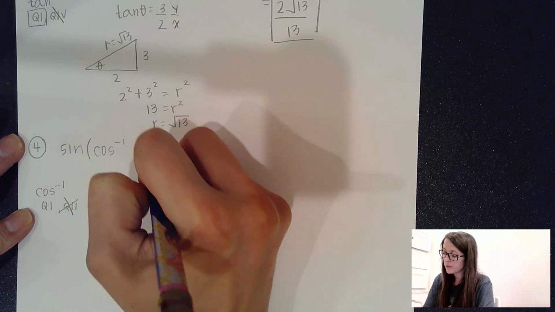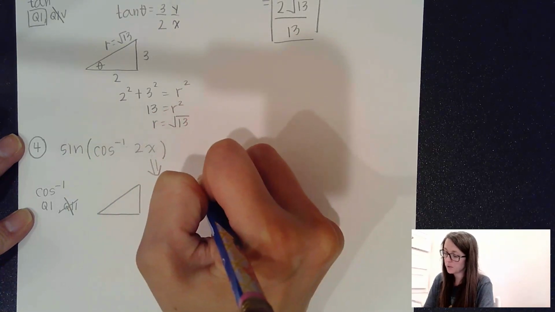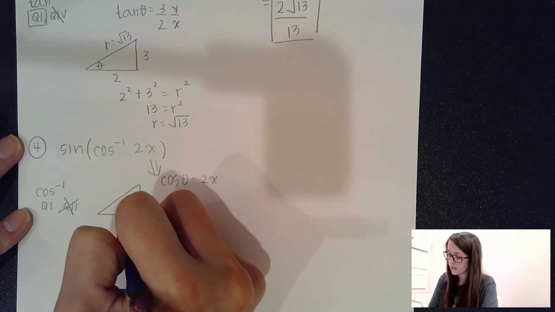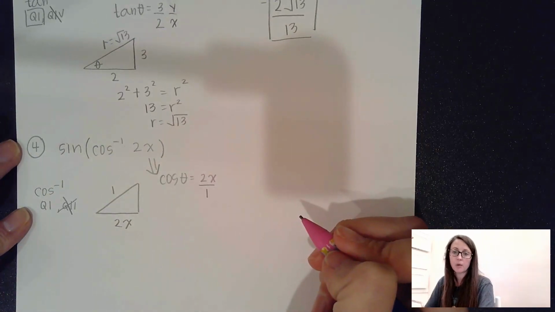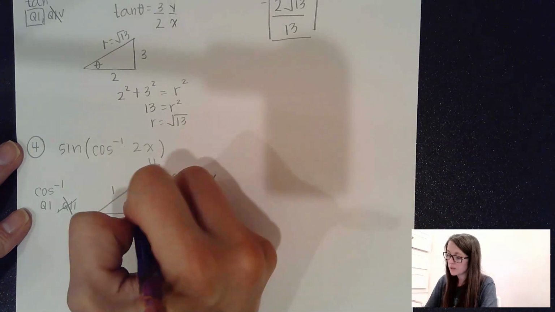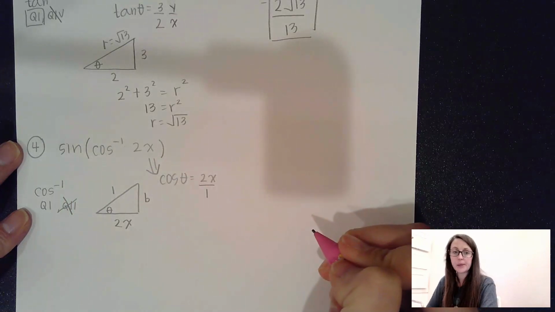So this is saying that cosine of some angle is going to be equal to 2x, right? So that means this side is going to be 2x, so that means that my r value has got to be a 1, okay? Or whatever you want to call it. So let's just call this side b.